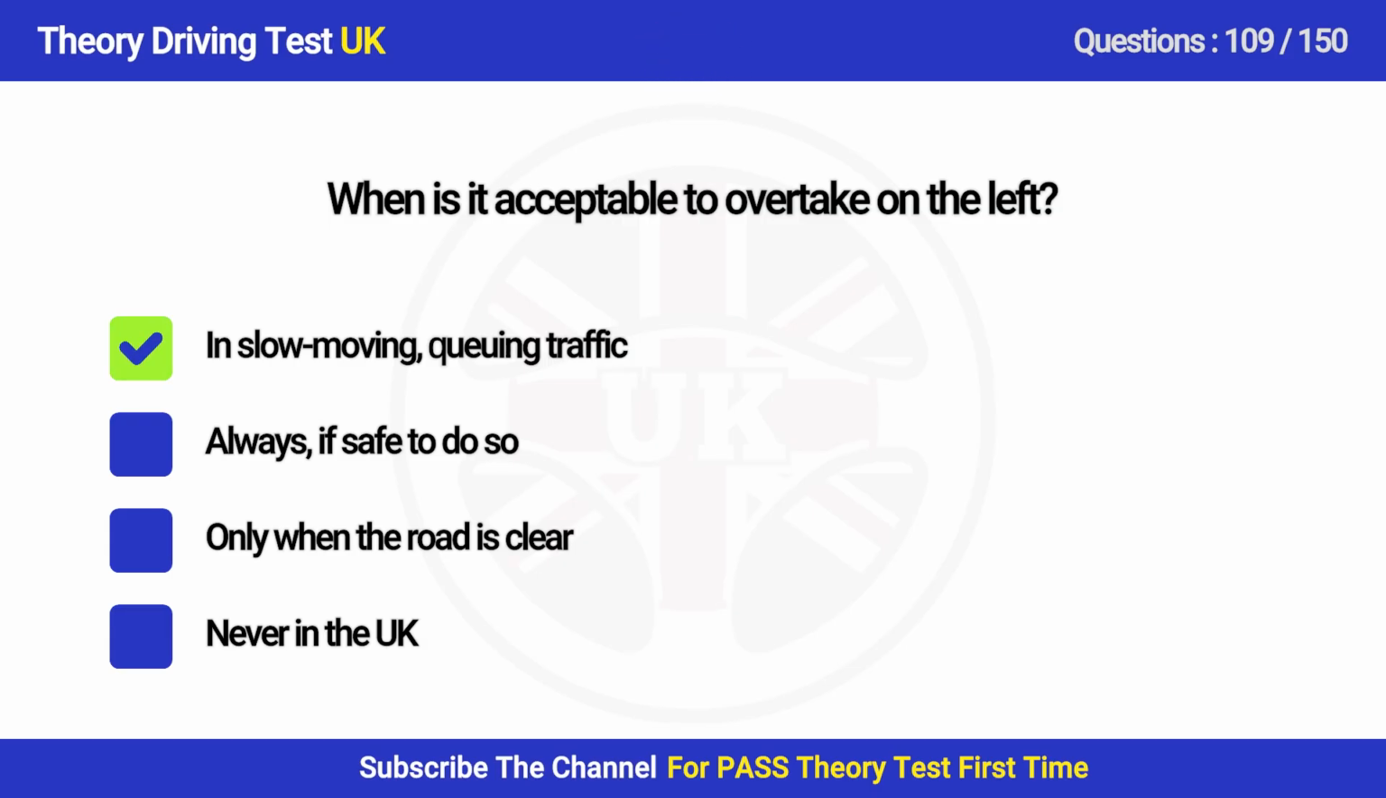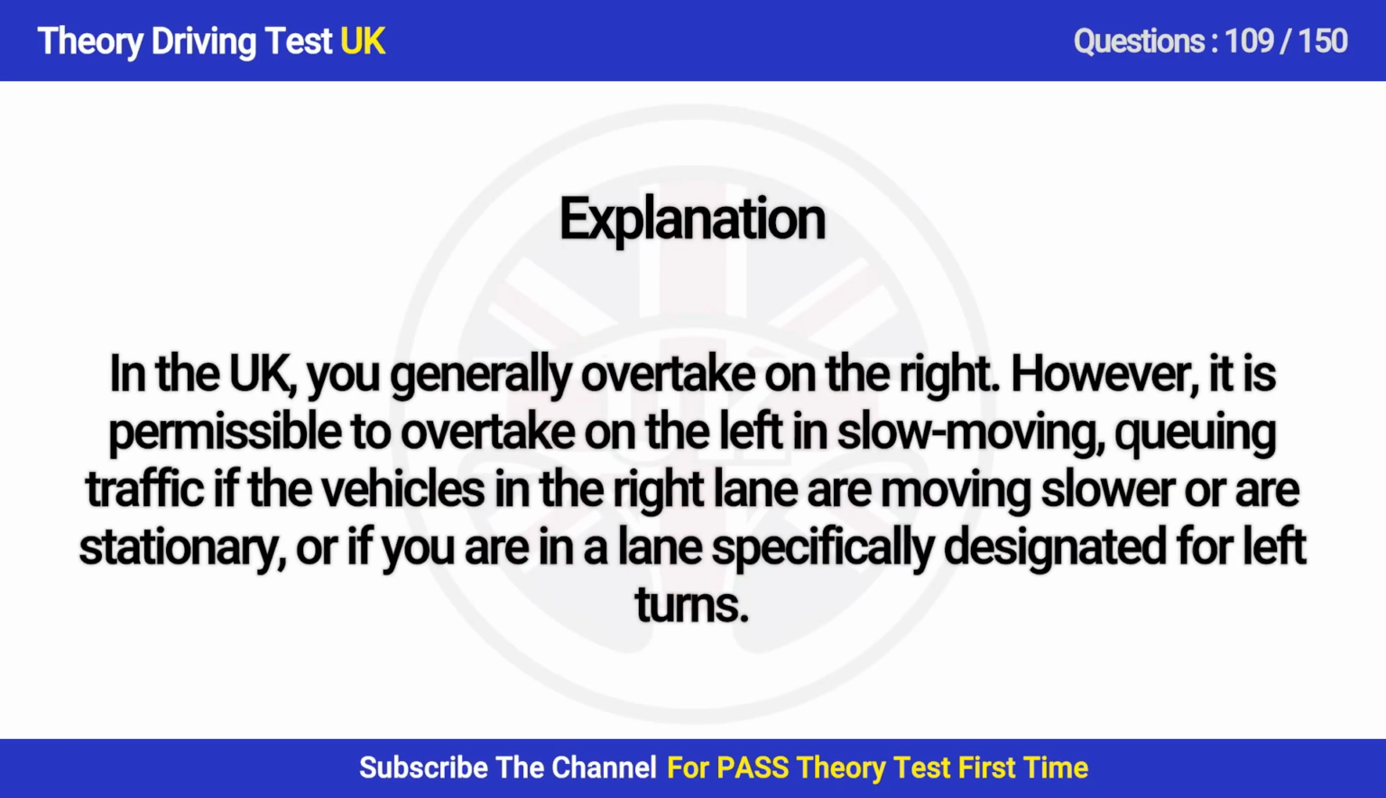Answer is A. In slow-moving, queuing traffic. In the, you generally overtake on the right. However, it is permissible to overtake on the left in slow-moving, queuing traffic if the vehicles in the right lane are moving slower or are stationary, or if you are in a lane specifically for left turns.